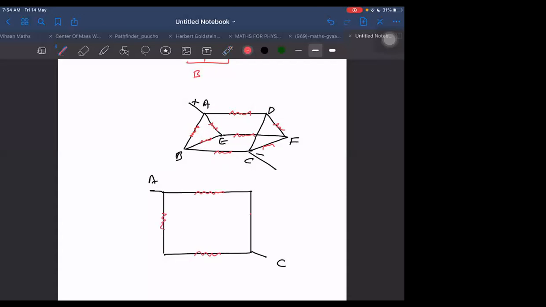This way, and what else? A is connected to B, B to C. A is connected to D, D to C. But in between, I have points E and F, and it is connected in this way also. This way also. This way also. This way, E and F.